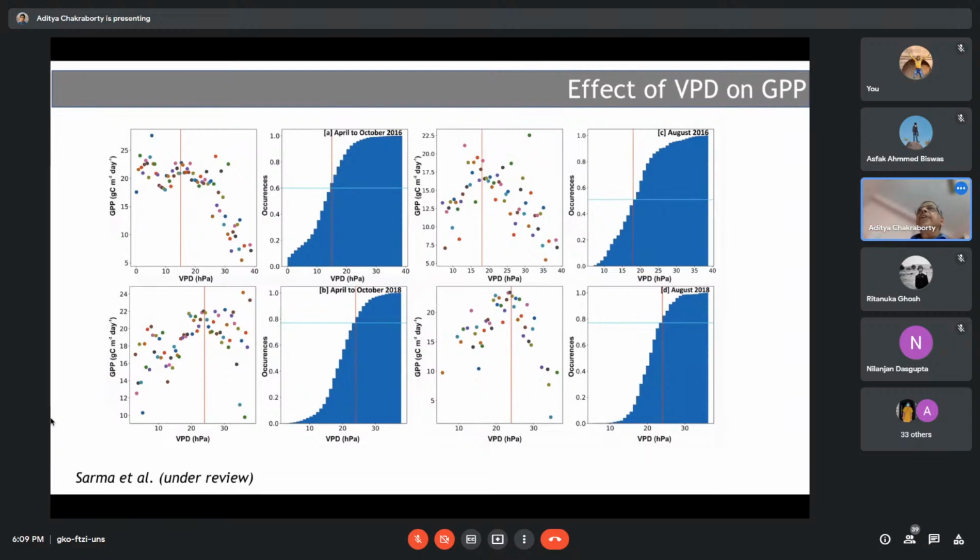It is a better way to represent than temperature or humidity to explain the photosynthetic processes. So this VPD also plays a very important role. I don't like to go into very much detail about this figure because it takes some time. But what I would like to tell you is that if you see the diurnal variation of VPD, just like radiation, it increases, and then approximately in the middle of the day it becomes maximum.